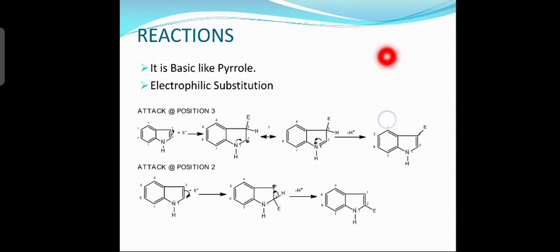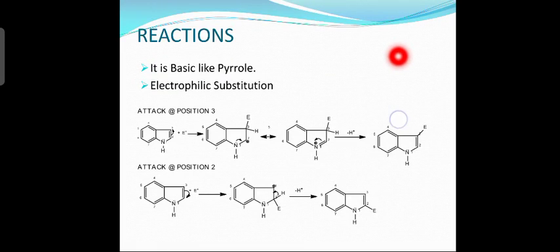Now let us see what the reactions of indole are. Chemically, indole resembles pyrrole, so it is basic in nature. So what are the electrophilic substitution reactions of indole, and what is the mechanism? Indole undergoes electrophilic substitution reactions at carbon 3. This is because two resonance structures can be written for the intermediate cation obtained from attack at 3, whereas only one structure is possible for substitution at carbon 2.